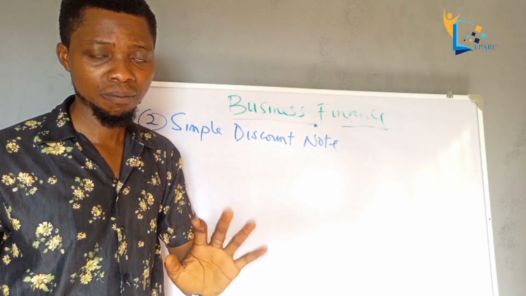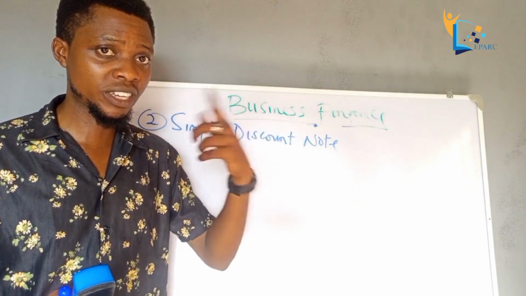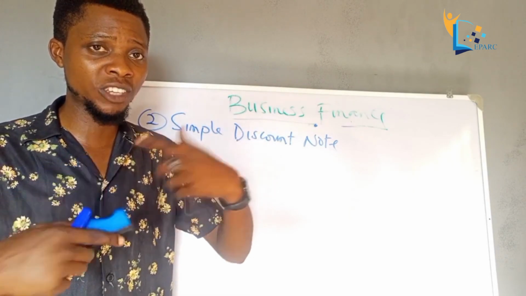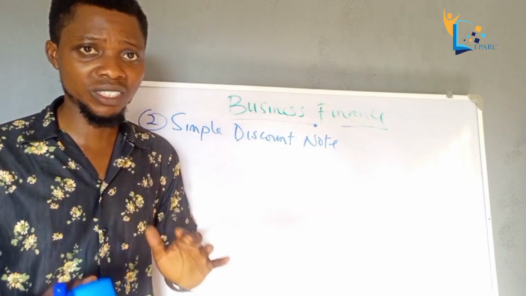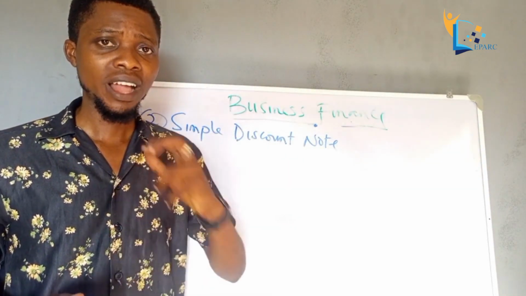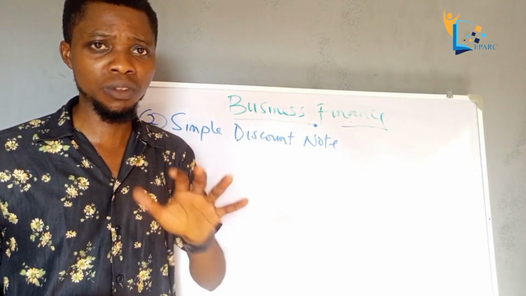Do you understand? Unlike simple interest, where the interest comes as the borrower is making the repayment, in this case it is not the same. In this case, the lender first deducts the interest and gives the remainder to the borrower. That remainder that is being given to the borrower is called the proceed.